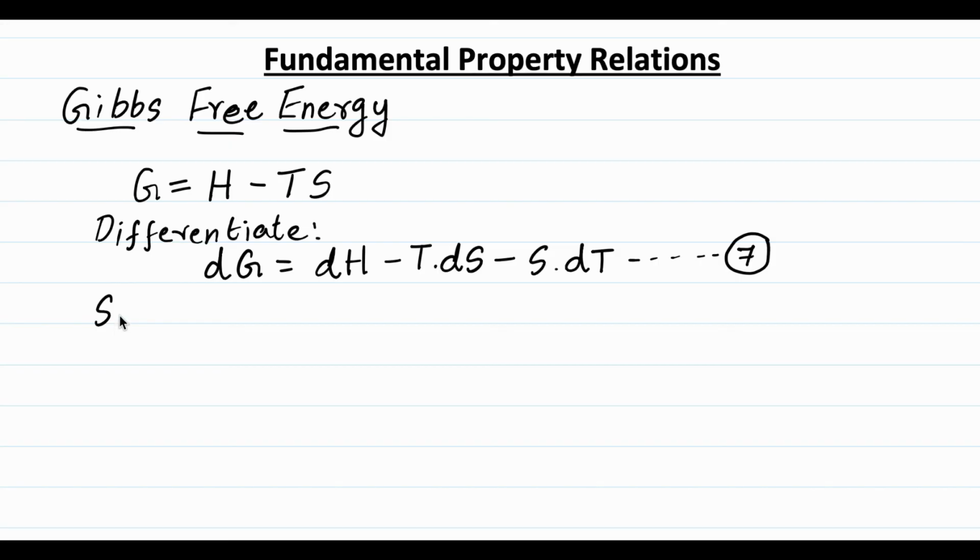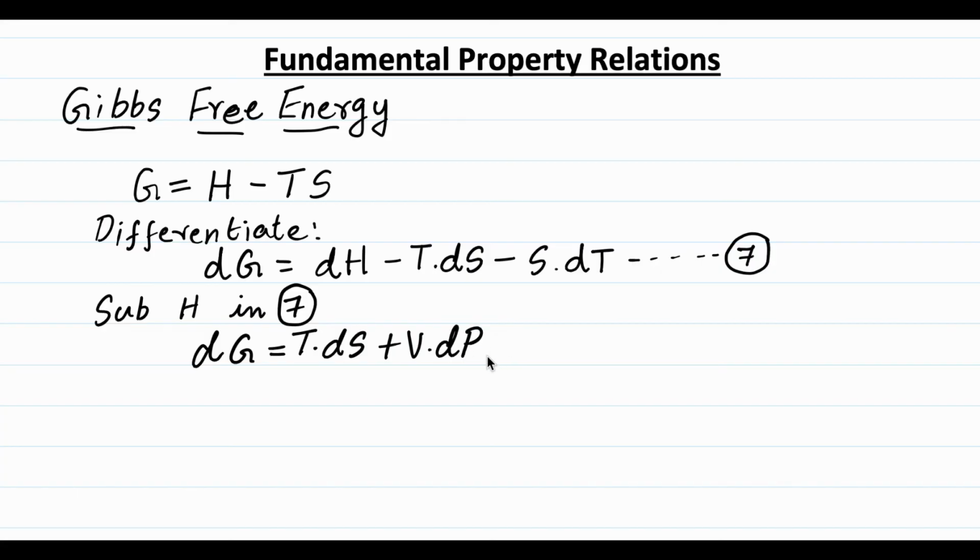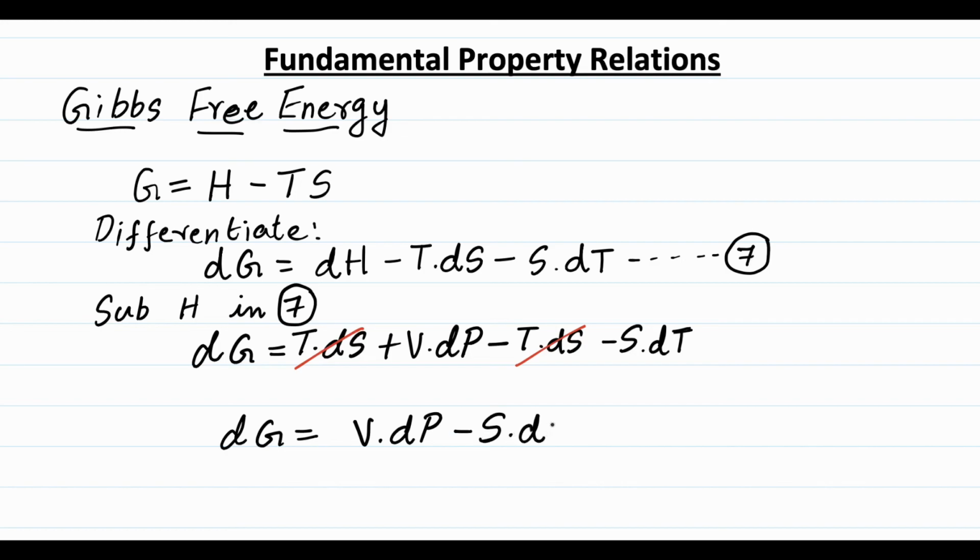We are going to substitute enthalpy, that is dH, in equation 7. So we get dG is equal to TdS plus VdP minus TdS minus SdT. We can cancel out plus TdS and minus TdS, and finally we get dG is equal to VdP minus SdT, and this is the differential form of Gibbs free energy.